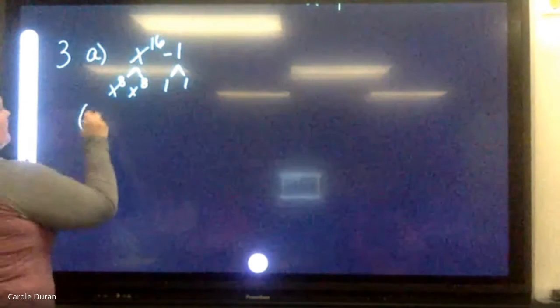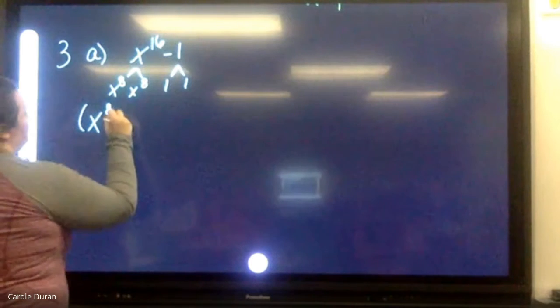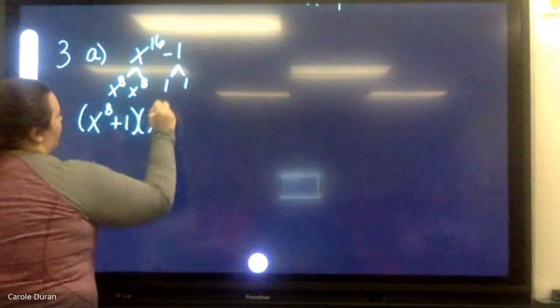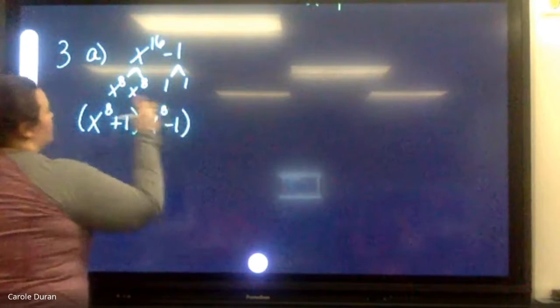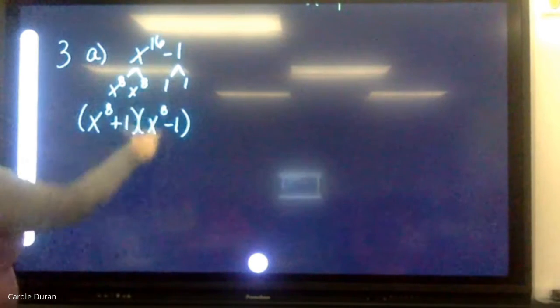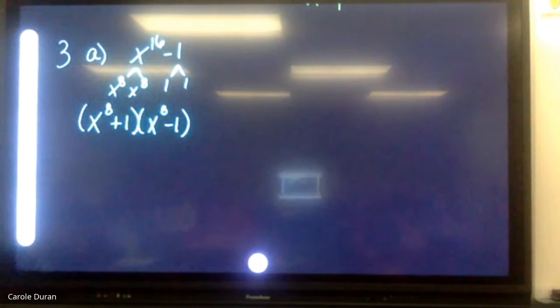Since it's a difference of squares, it's going to factor into the same factor twice, but one's going to be addition and one's going to be subtraction. So then this factors into x to the 8th plus 1 and x to the 8th minus 1. I just took one of each of these and put them in each of the factors and made 1 plus and 1 minus. However, yeah, it should be x to the 8th, because 8 plus 8 is 16.